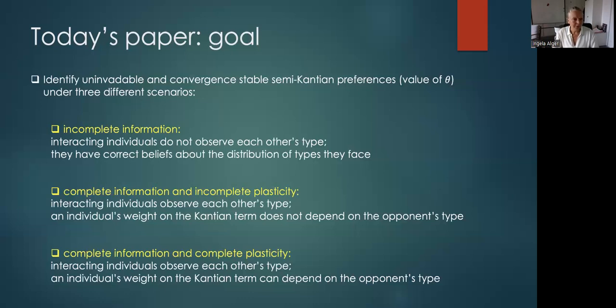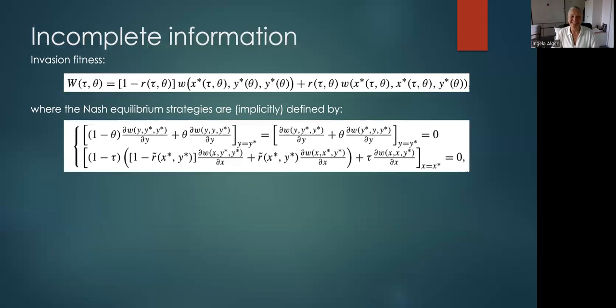Good. So that's the goal. Let's see now how far we could push this, given the time constraint that we had. So under incomplete information, now, Peter, here's the information that you were looking for. The invasion fitness here, the first term is the personal fitness of a mutant. X star tau theta here is the equilibrium strategy of a mutant. And Y star theta is the strategy played by residents in the population at large.